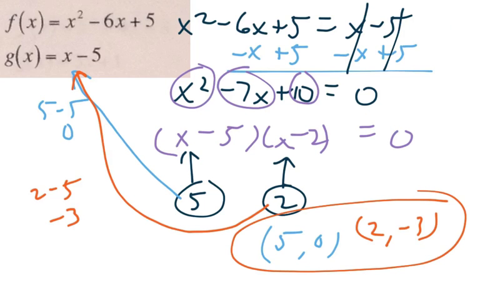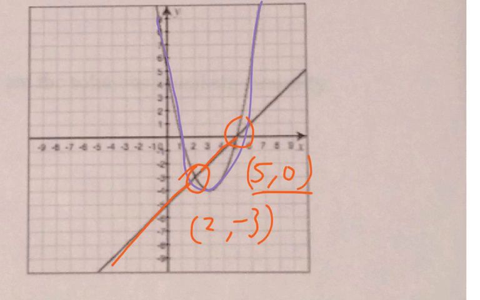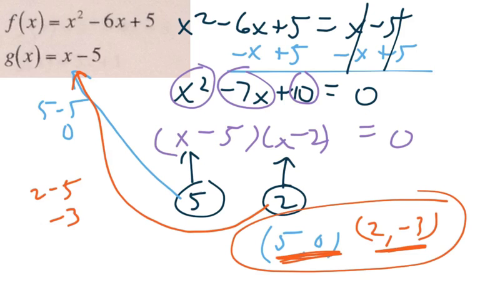And that so happens to be the same answer. 5, 0 and 2, negative 3. Please remember and visualize this is what we're doing, by the way. We're looking to where they cross each other. Okay? But anyways, pause the video here if you need to take notes.